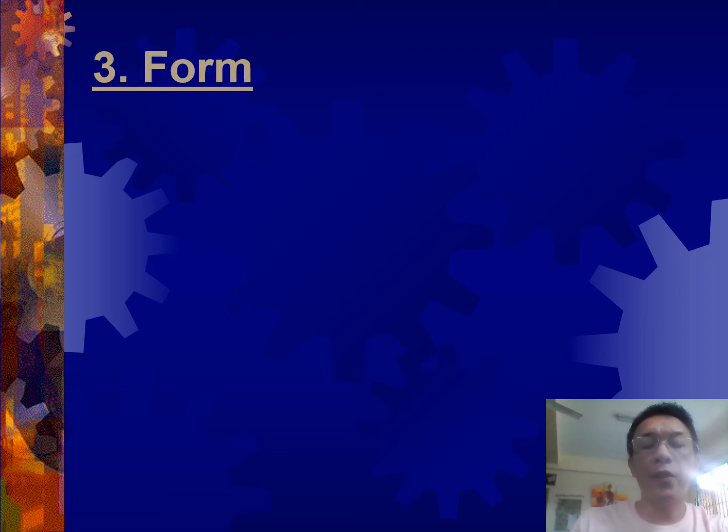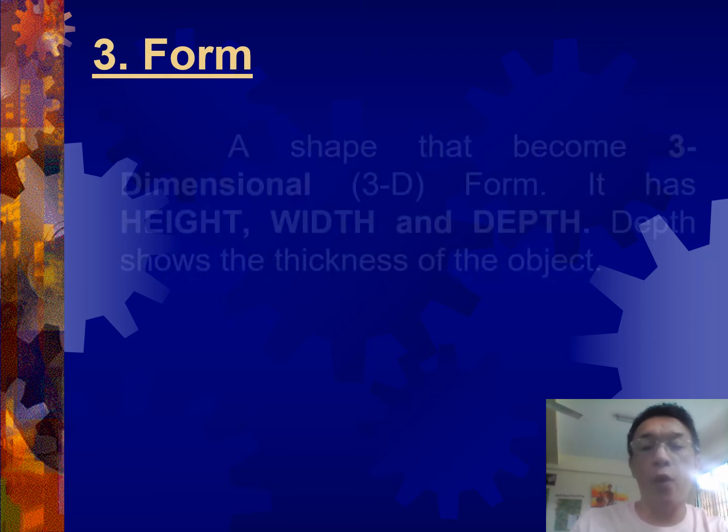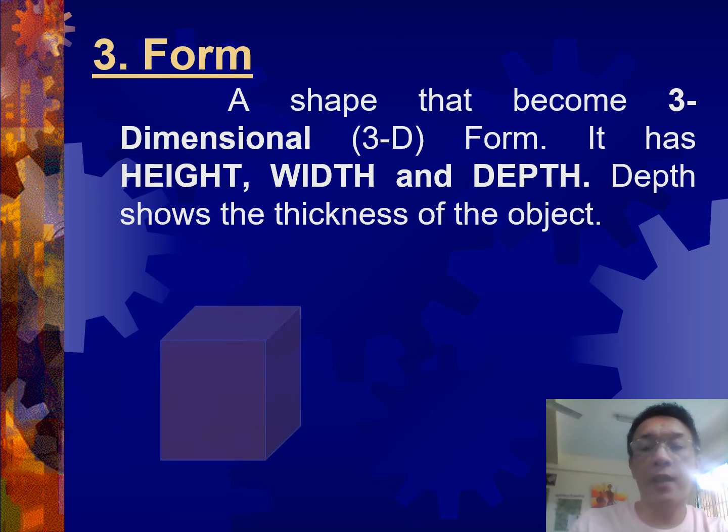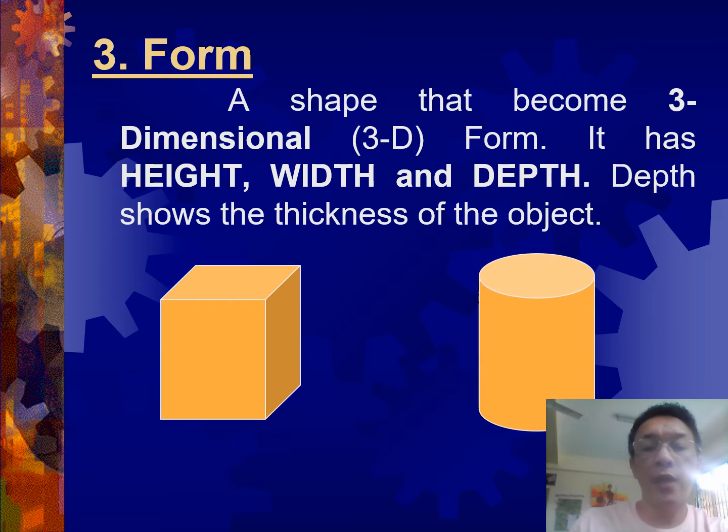Okay, then we have another element of art which is also very important, and it is the form. A form is a shape that becomes three-dimensional, 3D. It has a height, a width, and a depth. Depth shows the thickness of the object. Okay, so here are the examples. As you can see, the form of the shape of a circle and a triangle has a depth already.